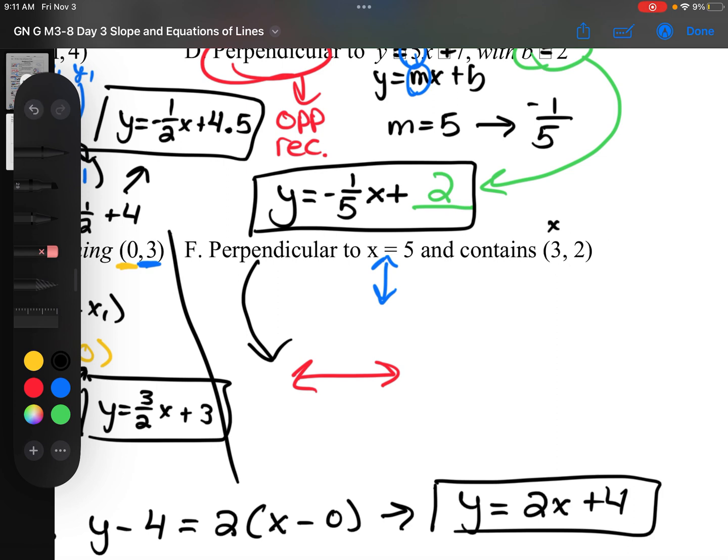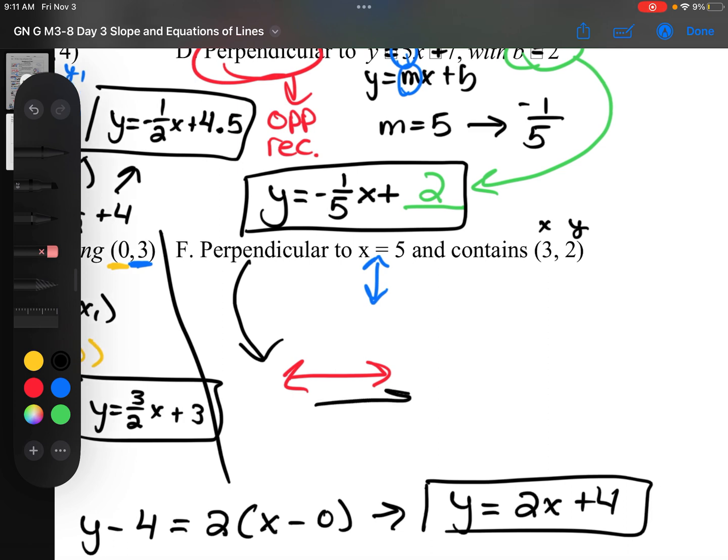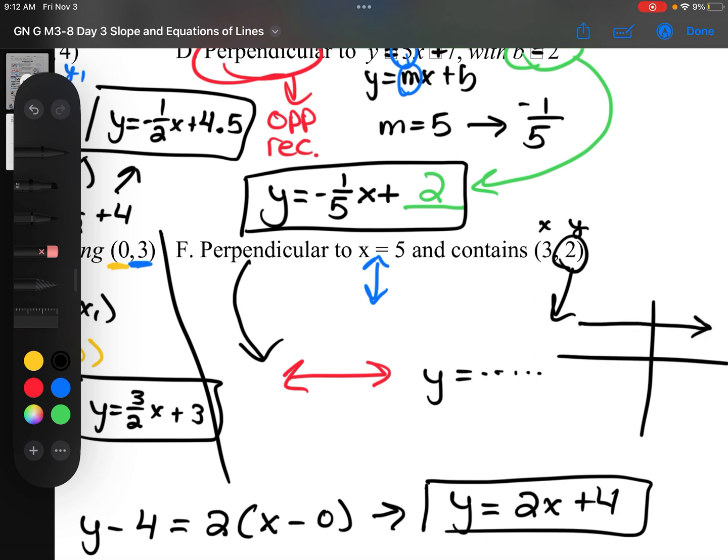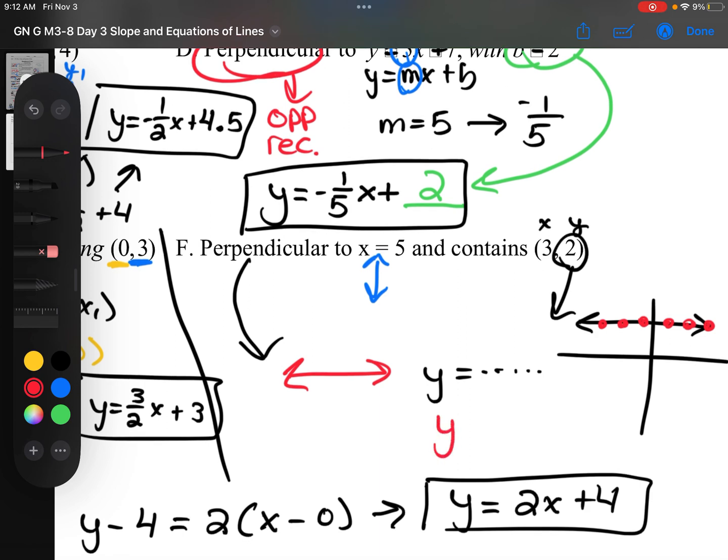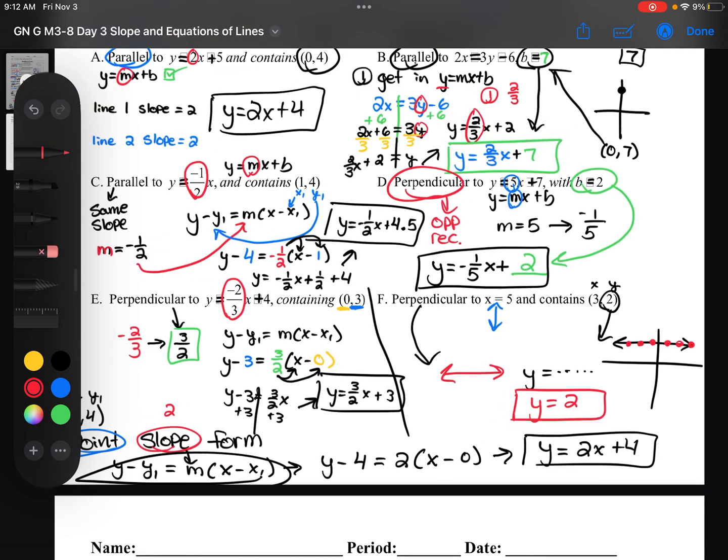So I need to look at my x and my y. Now, a horizontal line is going to be y equals something, okay? What's my y coordinate here? It's 2, okay? If we draw a graph here, if I have a horizontal line, I know y is always going to be 2, no matter what x point I have. So literally we can come up with the equation of the line. It's y equals 2, okay? So that's the equation of that line.